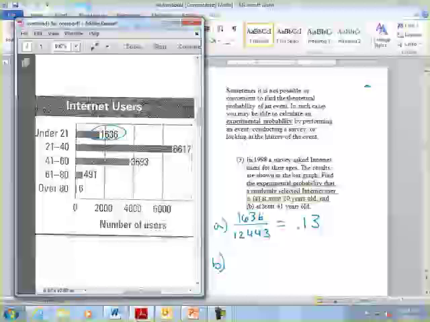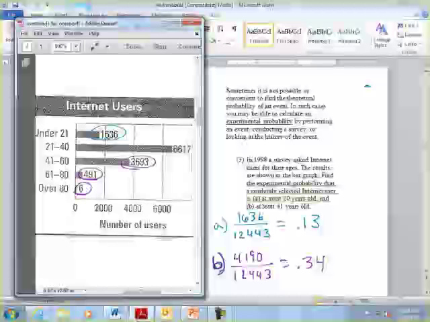Part B asks for at least 41 years old. So which categories work for that? The 41 through 60, 61 through 80, and the over 80. So anything above that 41 works. There aren't very many people over 80, but we'll include them as well. So any of those three categories work. So I'm going to add together those three categories. And that gives me 4,190 out of, again, the total number of people surveyed. And this is then about 0.34, so about 3 times as likely.